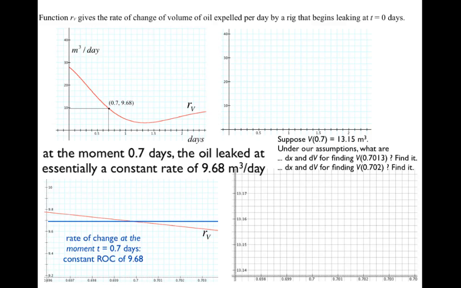So suppose at 0.7, the total accumulation of oil is 13.15 meters cubed, okay? Now let's say we want to figure out the accumulation of oil a little bit later, at 0.7013 days. What would dx be? What would dv be? And can we find that little amount? We have all the tools. We've been working on this the last couple of weeks. What would dx be? What would dv be? And what would this volume of oil be at 0.7013 days, based on a constant rate of 9.68 in this moment?